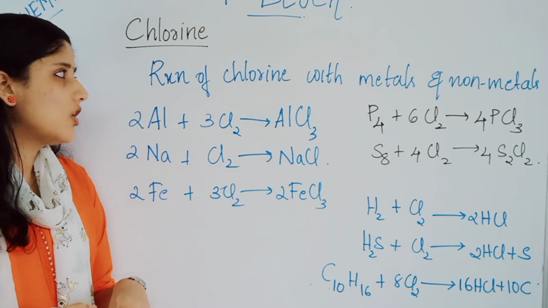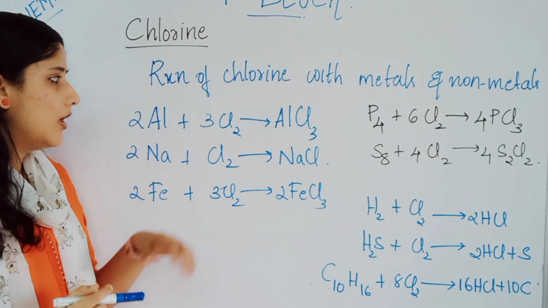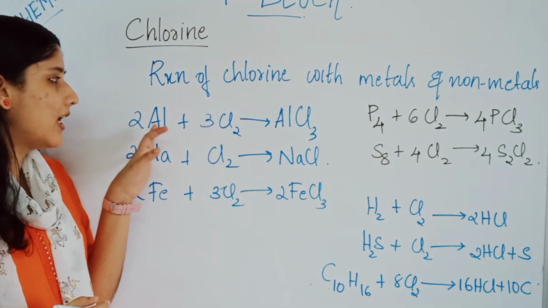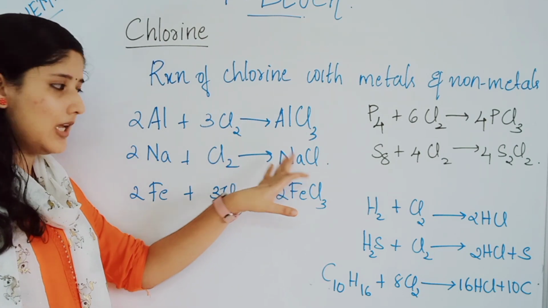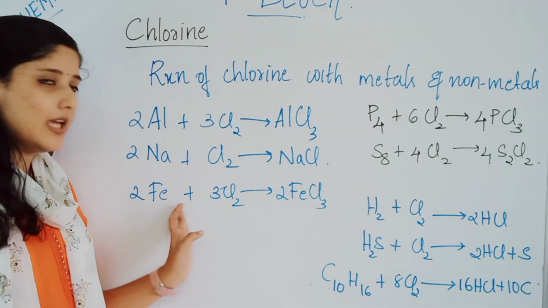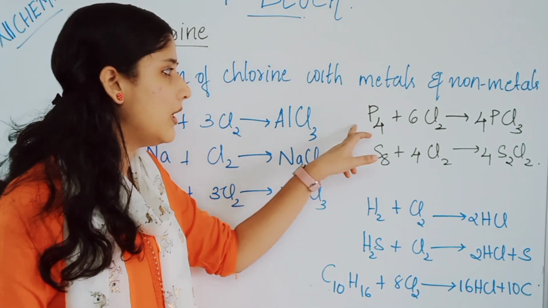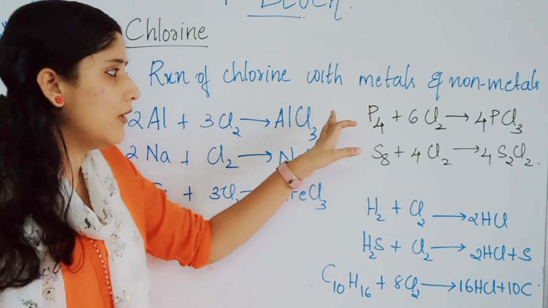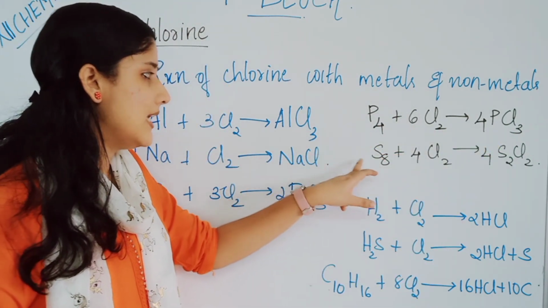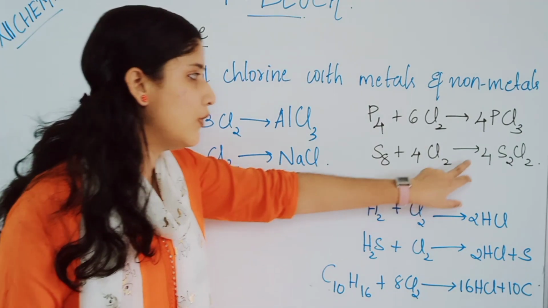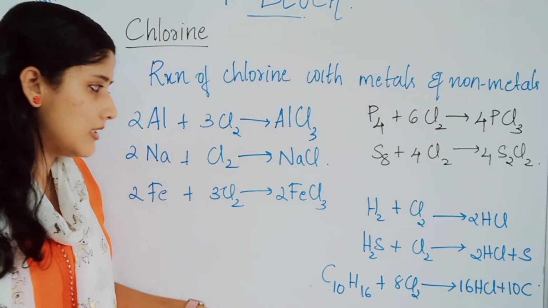Next is the reaction of chlorine with metals and non-metals. When chlorine reacts with metals like aluminium, you will get AlCl3. Chlorine plus sodium will give you NaCl salt. Similarly, chlorine plus iron will give you FeCl3. With non-metals, for example P4 when reacted with chlorine will give you PCl3. S8, sulfur, plus 4Cl2 will give you S2Cl2. These are the reactions with non-metals.